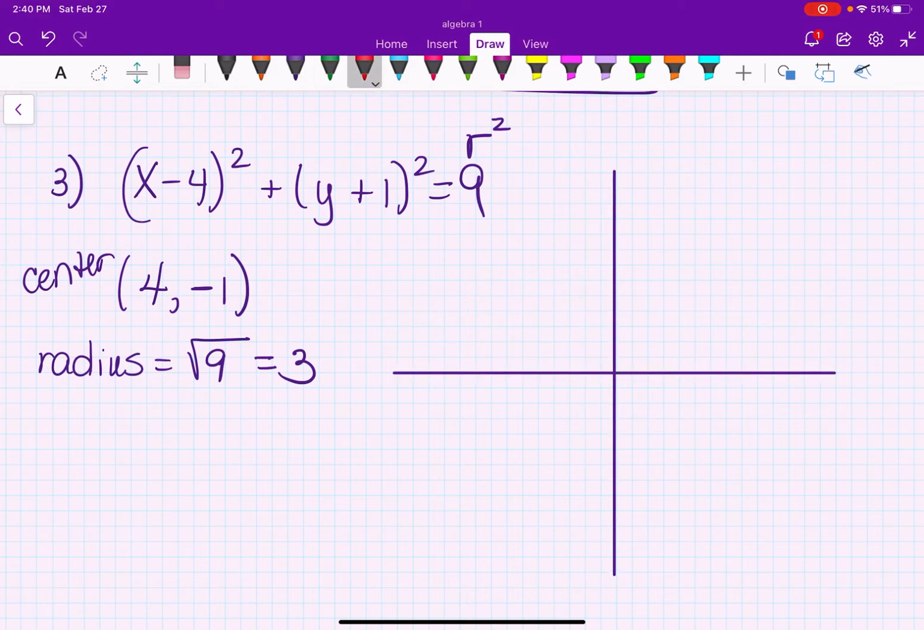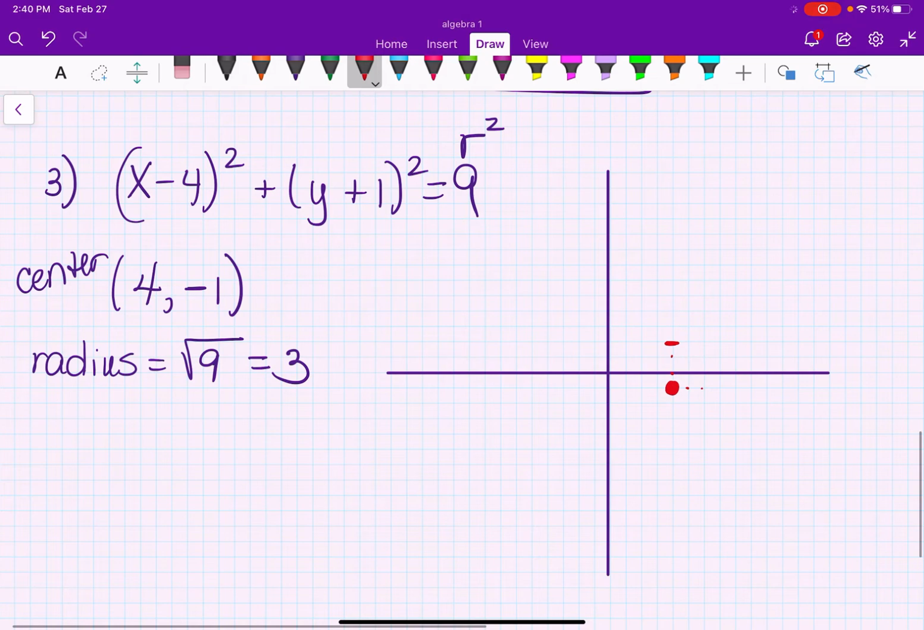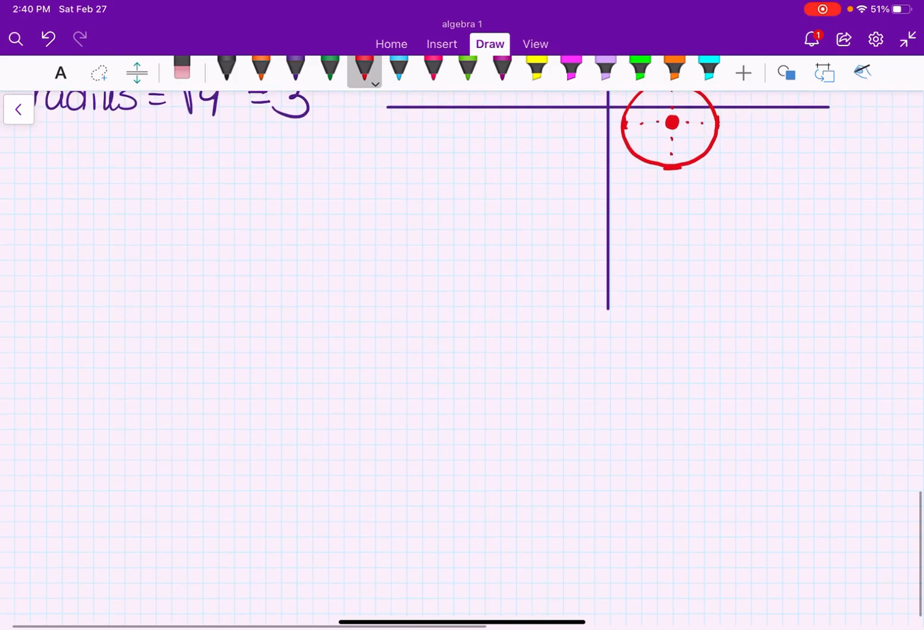You put your center, (4, negative 1): 1, 2, 3, 4, negative 1, put a dot. And then I'm not asking for anything perfect. We know the radius is 3, so we're going to go up 3: 1, 2, 3. We're going to put a little mark. We're going to go to the right 3: 1, 2, 3, put a little mark, and so on. And then we just do our best to make a circle. Okay, that's all I'm looking for when you're graphing a circle. Okay, 2 more problems, and this is where we're going to have to do some completing the square. All right, number 4.